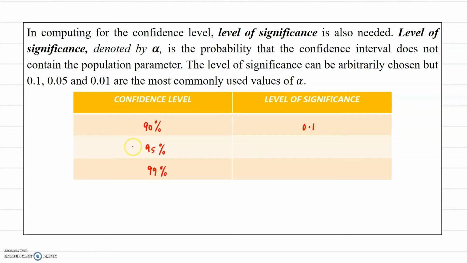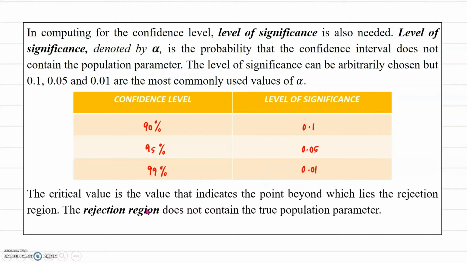Now, if the confidence level is 95%, that is just equal to 100% minus 95%. So that is 5% or 0.05. And if the confidence level is 99%, then the level of significance will be 1%, or in decimal, that will be 0.01. So these are the three confidence levels that are most commonly used in researches, and here are their corresponding levels of significance.